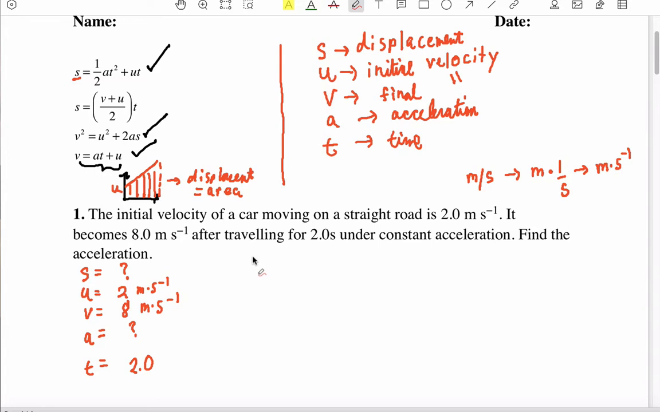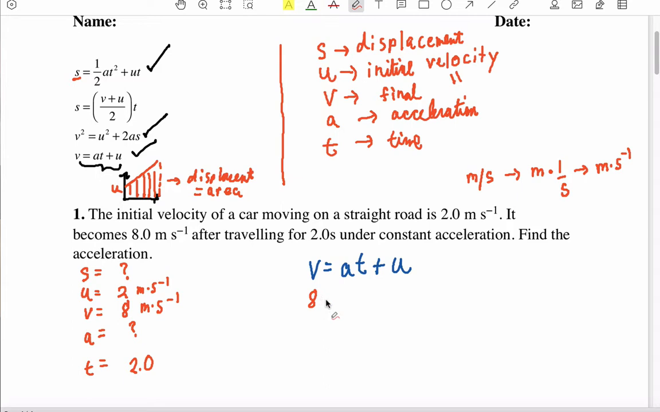So since I want the acceleration, let me pick the easiest looking equation that has acceleration in it, which is the bottom one. So now what I'll do is I'll actually write the equation down as v equals at plus u. And now I can put in my numbers and I can simply solve for the missing quantity.